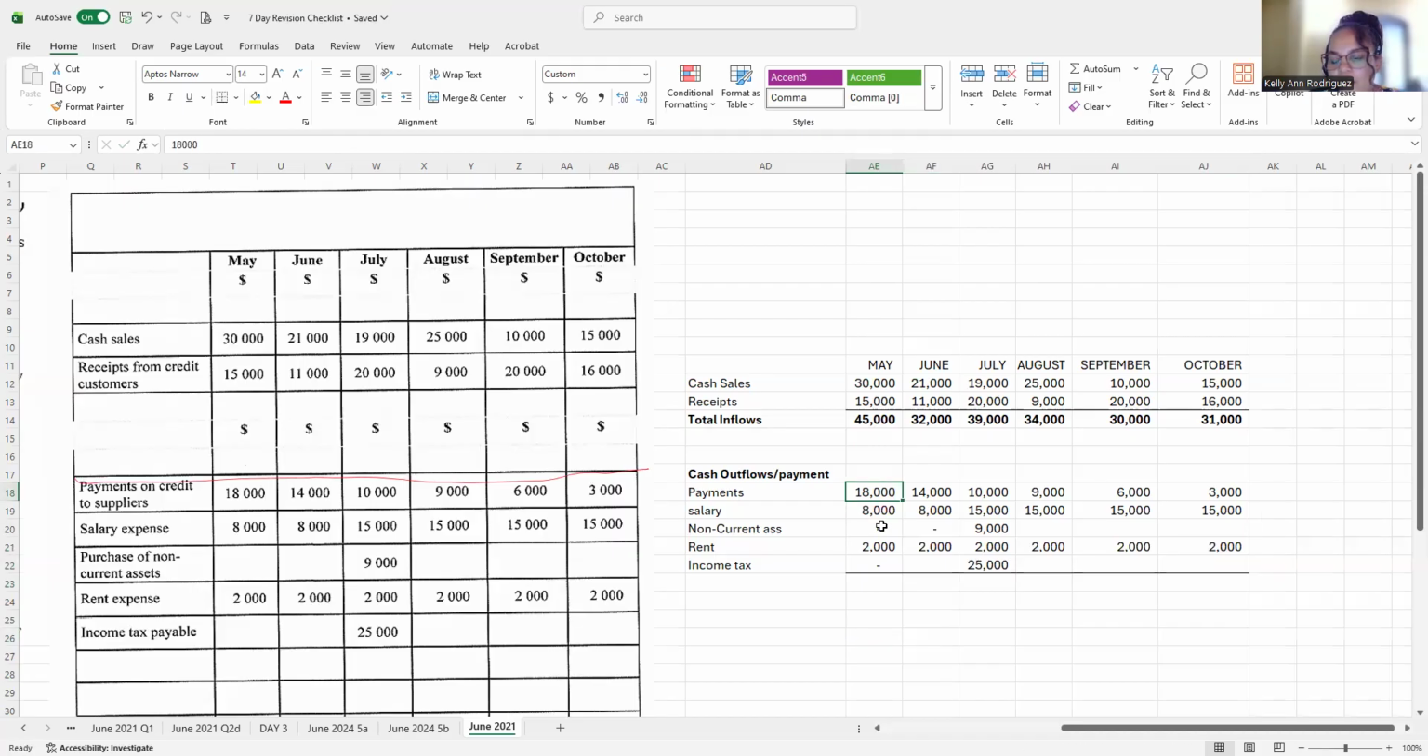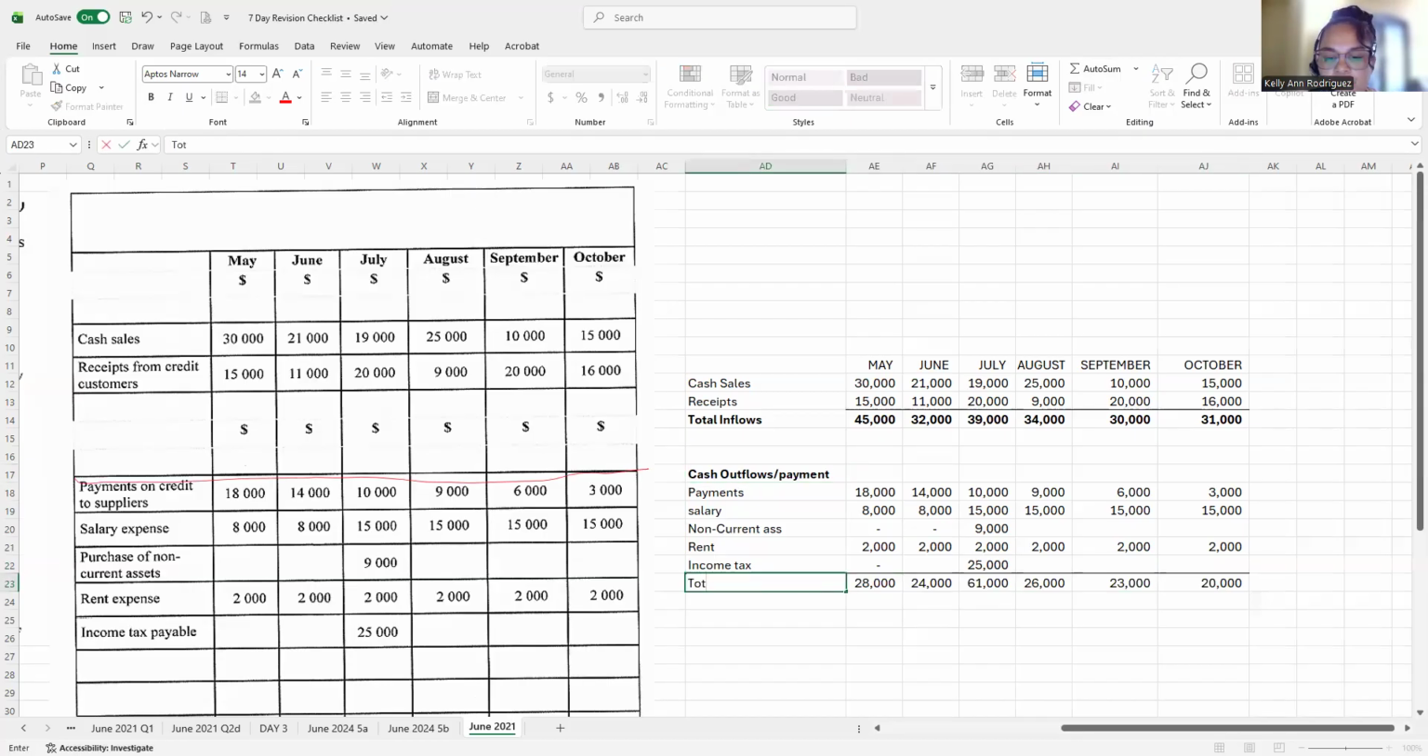So what will we calculate here when we add in all of this? What is it we add in here together to get this total? What total is this? This is the total of all our cash outflows or payments. So we put total outflows.